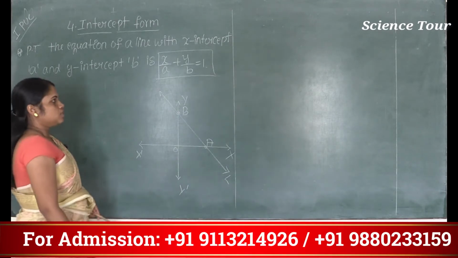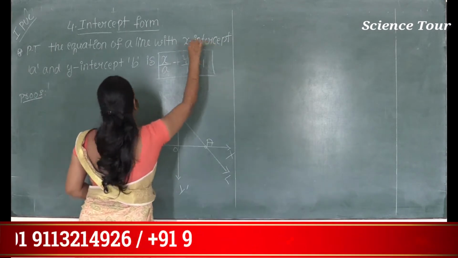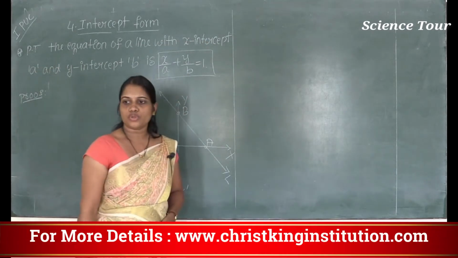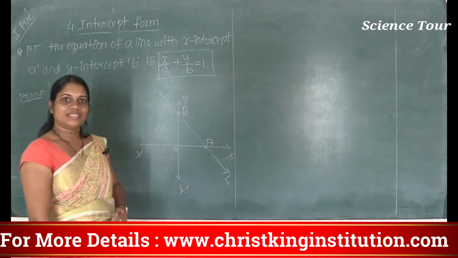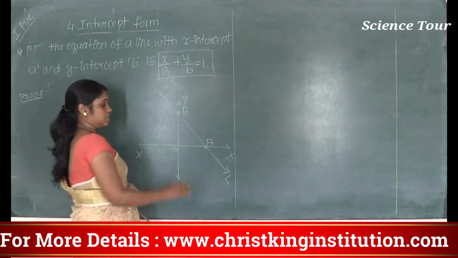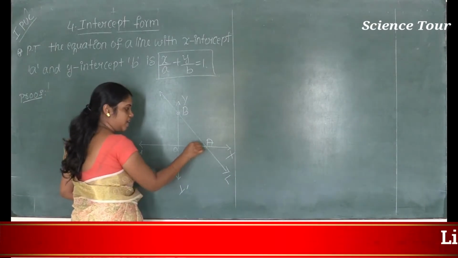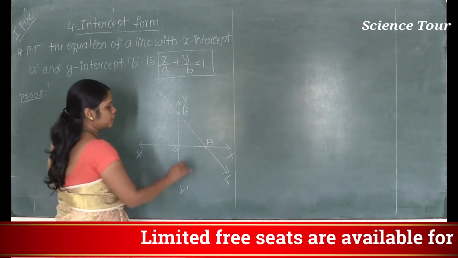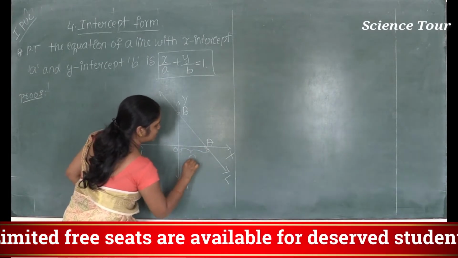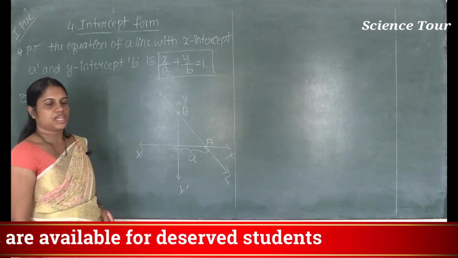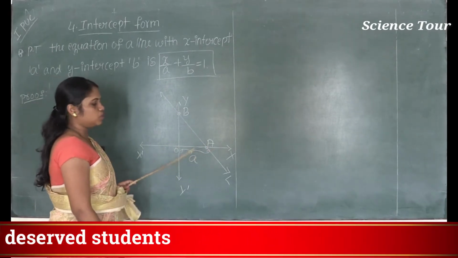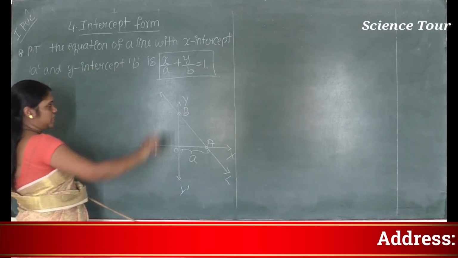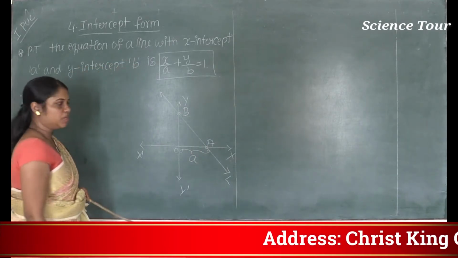Yes. So here given x-intercept is equal to a. So first of all, you have to know what you mean by x-intercept. X-intercept is nothing but the length OA is known as x-intercept. That is already we have studied, isn't it? So therefore, the x-intercept value is a. That means OA is equal to a. Next, y-intercept is b given. So which is y-intercept here? This one.